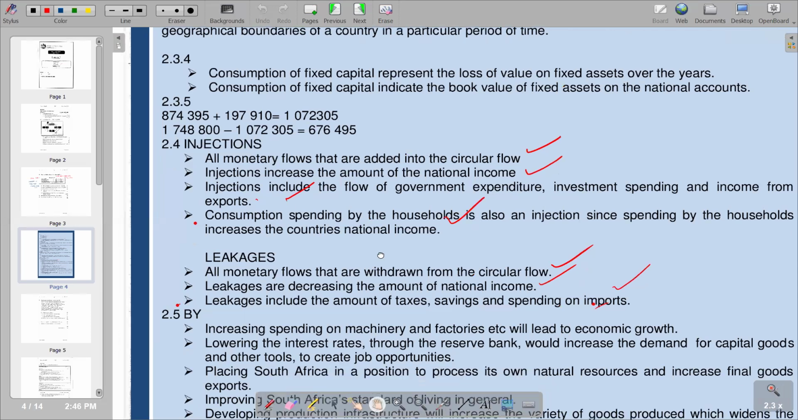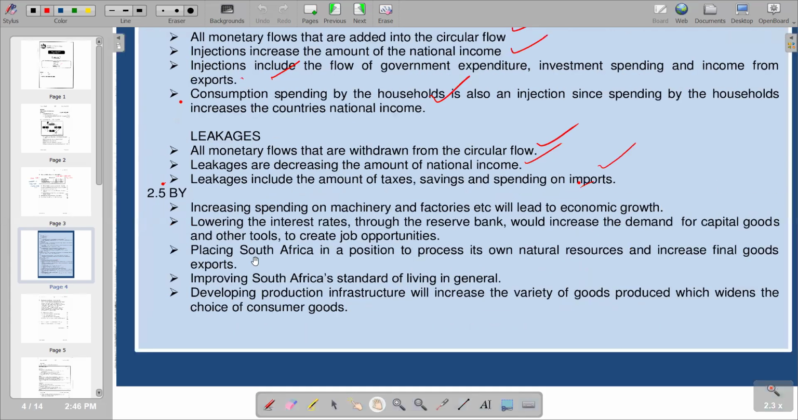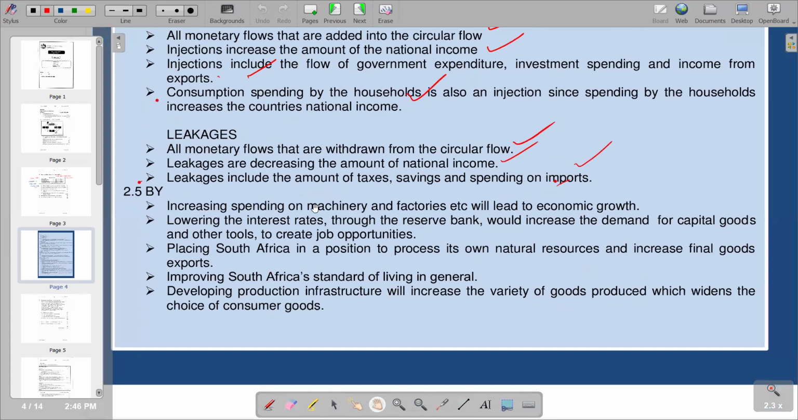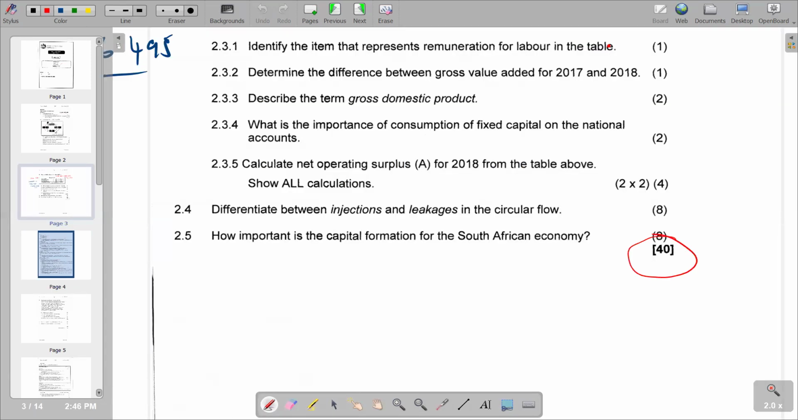On 2.5, we can see that it is important, first point, by increasing spending on machinery and factories, etc., which will lead to economic growth. So that's through the tools to create its own natural resources, improving production, which widens the choice of consumer goods. So this becomes the last point that we have for 2.5. And our question is 40 marks. So this is what we have.